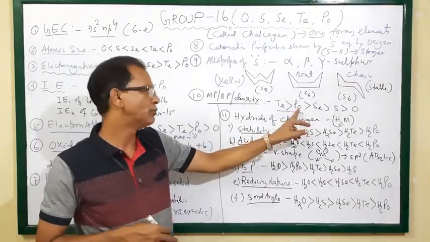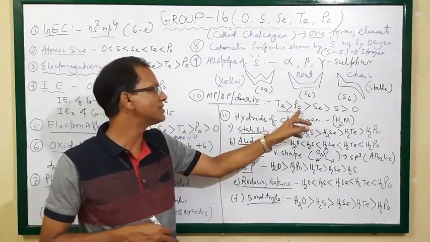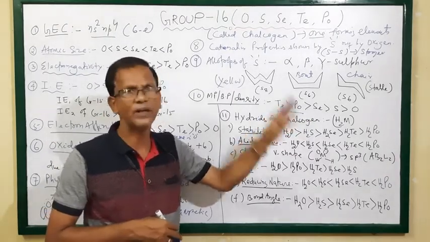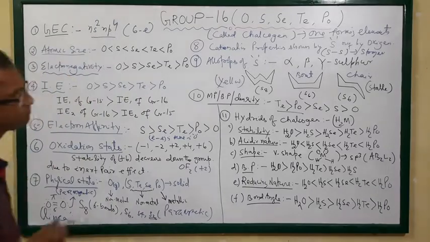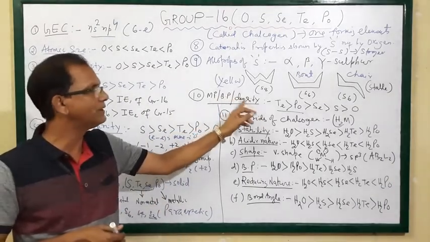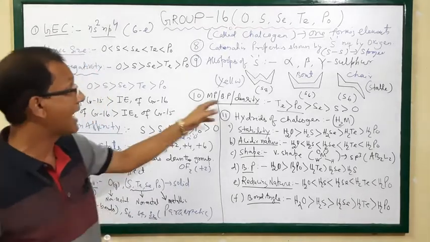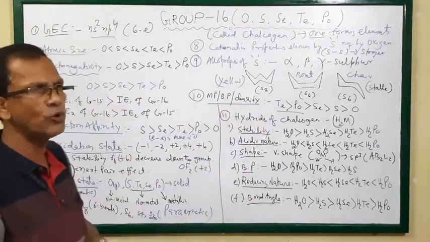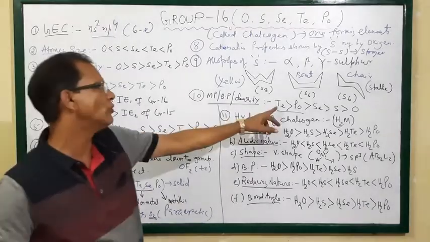Polonium shows low covalency compared to tellurium due to the inert pair effect. That's why tellurium shows more covalency, so the melting point, boiling point and also density of tellurium is more, because the closeness is more due to more covalency of tellurium.